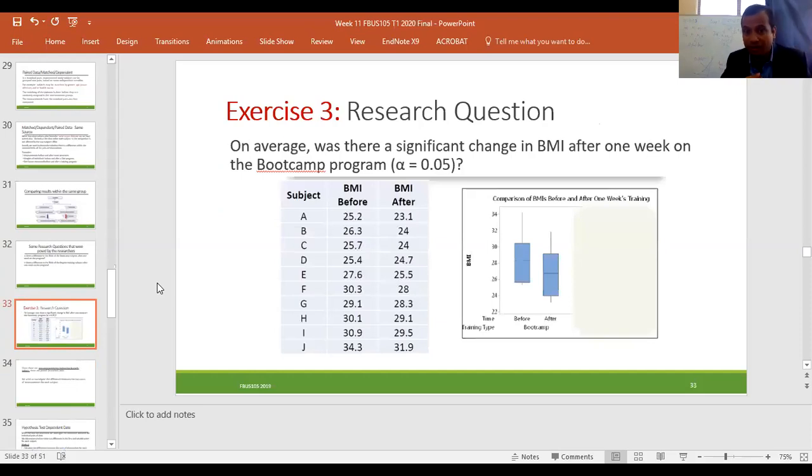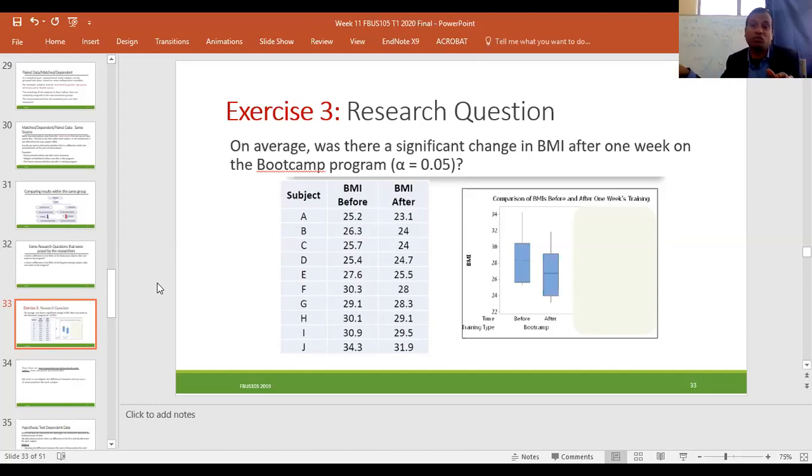Okay. Taking back the same example of BMI, what is the question here which we wanted to test? On average, was there a significant difference in BMI after 1 week of the boot camp program at alpha 0.05? After reading this question, you have to think about whether they are asking for dependent data or independent data. This is clearly more than one sample. You could see BMI before is sample 1, BMI after is sample 2. Okay, that is clear.